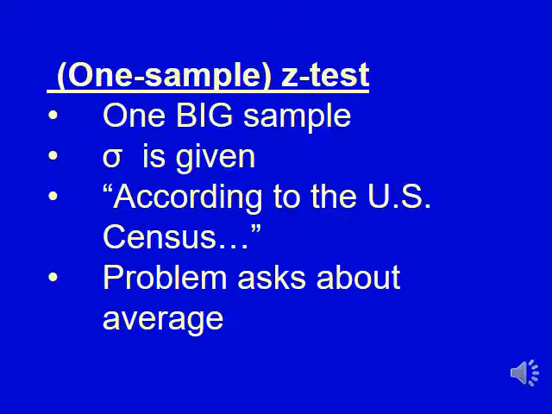The other possibility, if you didn't have more than 30, is that you might have information about the standard deviation of the population. If you have phrases in there like according to the US Census, where they have something where they're very likely to have information for the whole country, that's kind of a giveaway that you're likely to have Z as well. Anytime it's a sample test, the problem's going to ask about average, and again, T is small, Z is big.